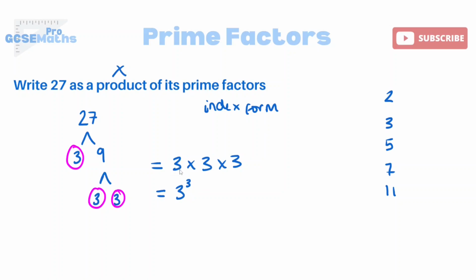And if we did in our calculator 3 times 3 times 3, you would get 27. So we've broken 27 down into its prime factors, into the prime numbers that divide into it.